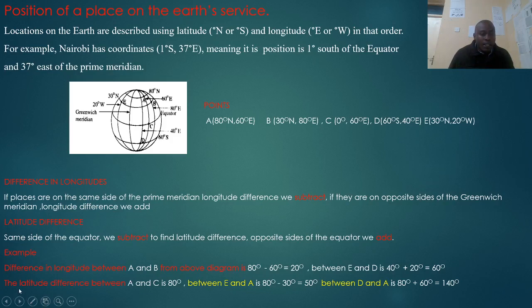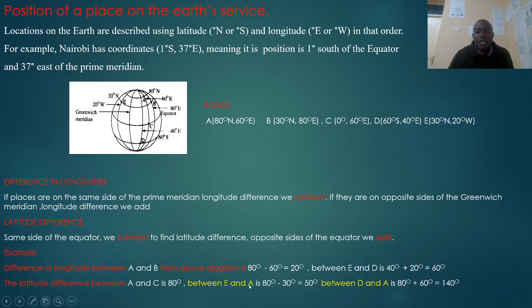Now, another one is the latitude difference between A and C. Between A and C, we have A and C. Remember here, A is 80 degrees north and C is 0 degrees. That's the latitude. Even if you add 80 plus 0 is 80, 80 minus 0 is 80, because it is at the center, whether you add or subtract, you get 80 degrees. So the latitude difference will be 80 degrees.